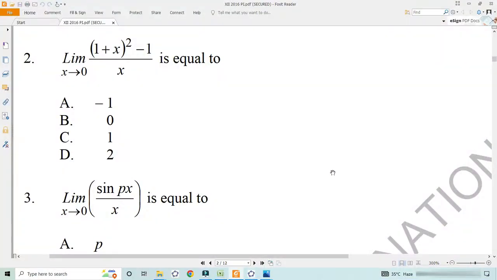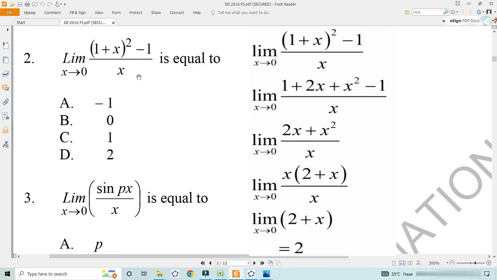In MCQ number 2, we have to find the limit of this function when x approaches 0. अब जैसा कि x 0 पुट करने से डिनोमिनेटर 0 होगा, which means the function will be undefined. To avoid this situation, we will expand the square, and after some simplification, we get 2 plus x. Now we can apply the limit x approaches 0 and the answer will be 2. So the key is D.